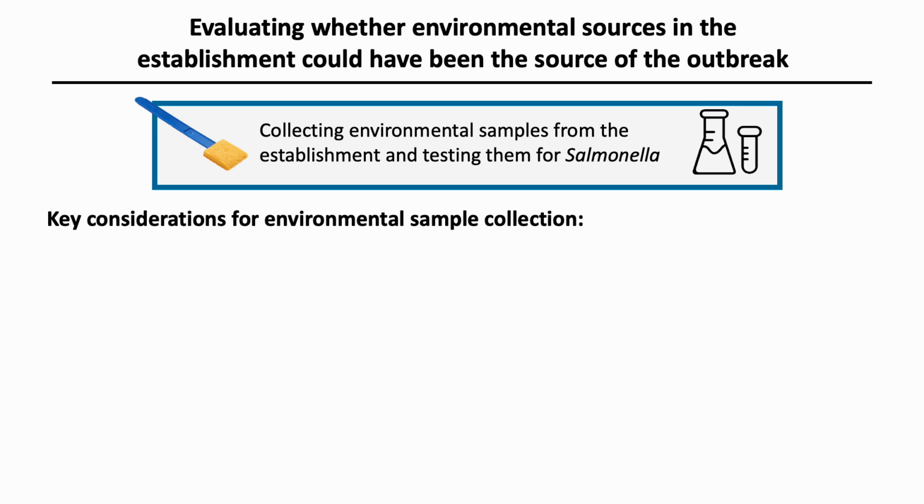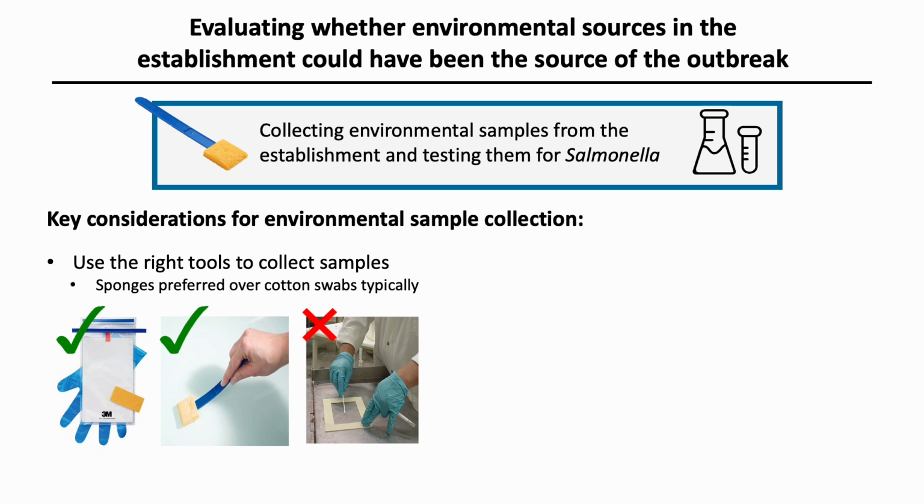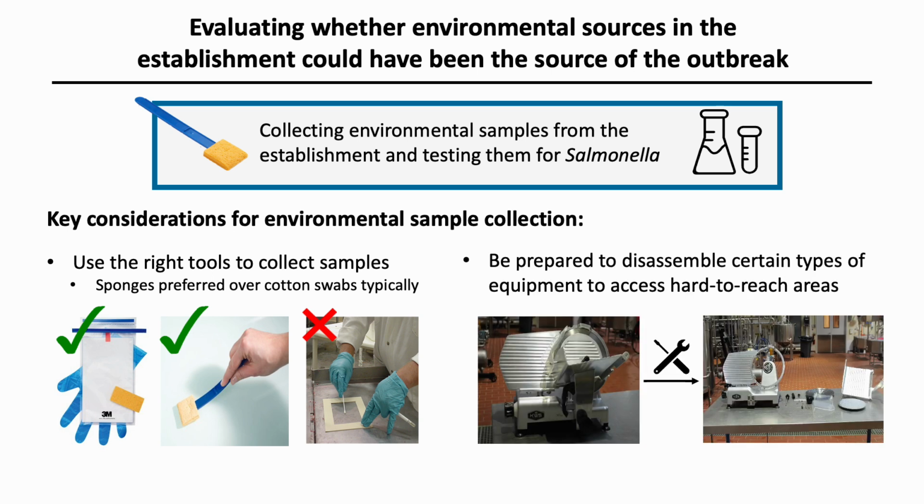Some key things to consider when collecting environmental samples include making sure that the right tools are used to collect samples. For example, using sponge kits with sterile gloves or sponge on sticks are typically preferable to using cotton swabs, as they can cover a wider surface area and capture more environmental microbes. Additionally, in some cases, investigators may have to disassemble certain types of equipment, such as this deli slicer, in order to access hard-to-reach sites inside the equipment that could potentially be harboring Salmonella. This may require additional support from maintenance personnel at the establishment to properly break down the equipment.